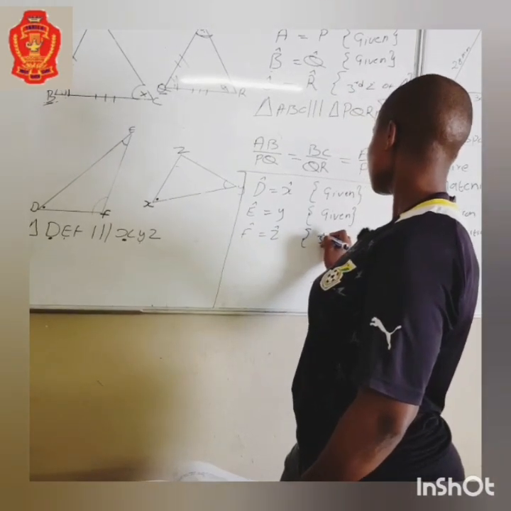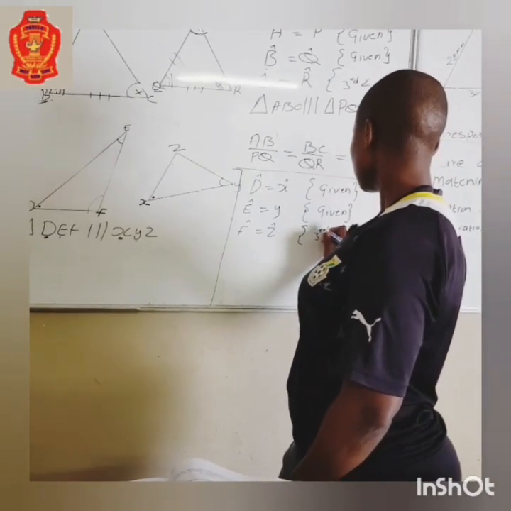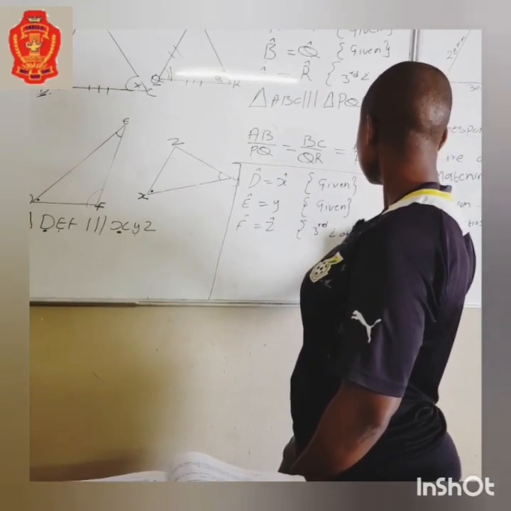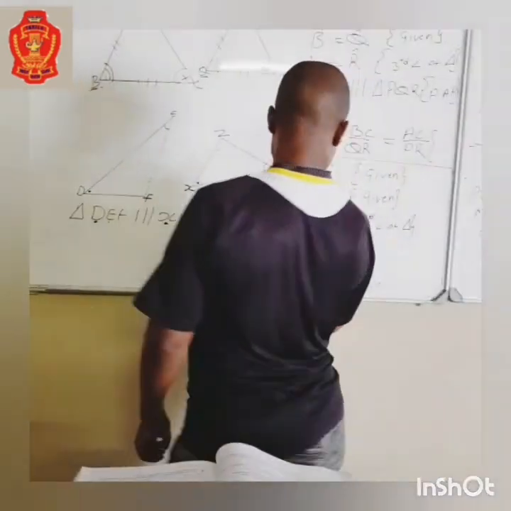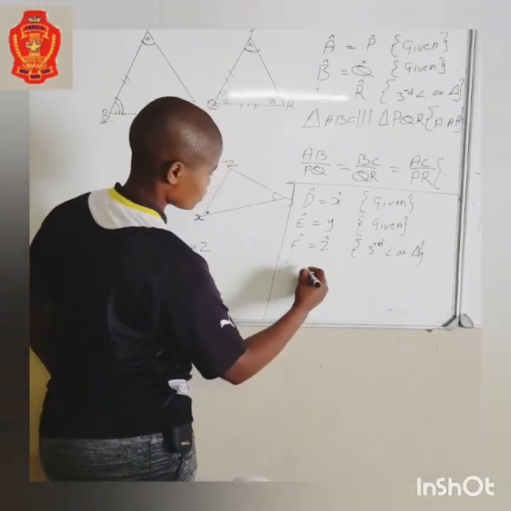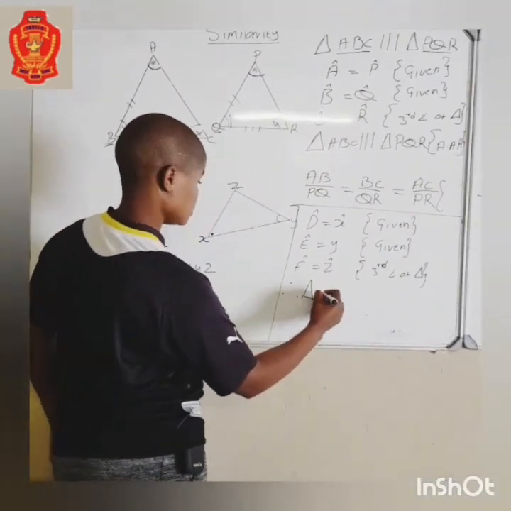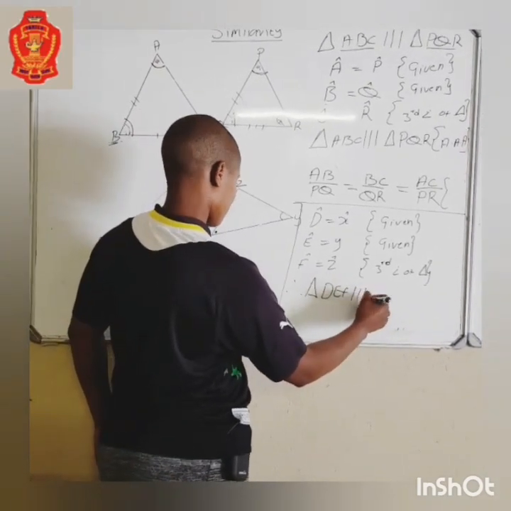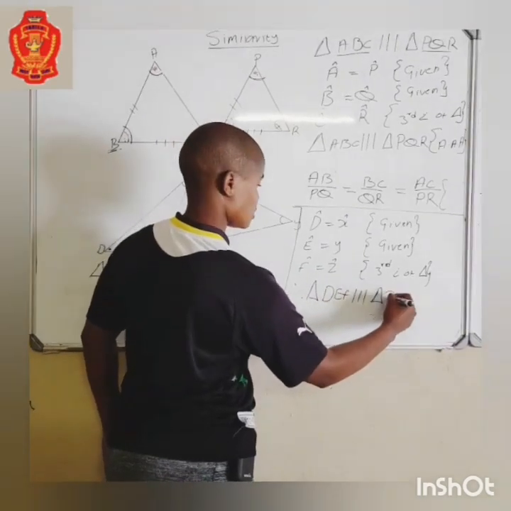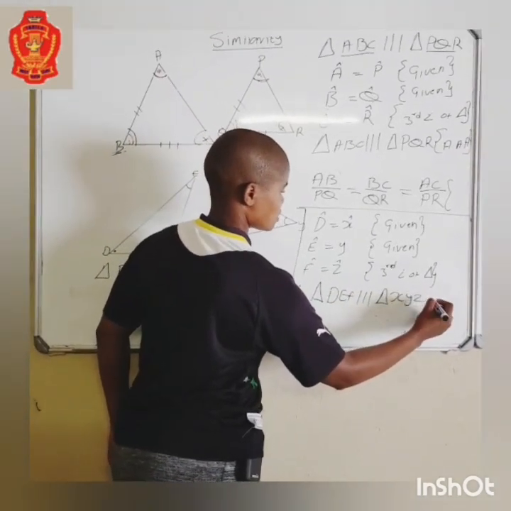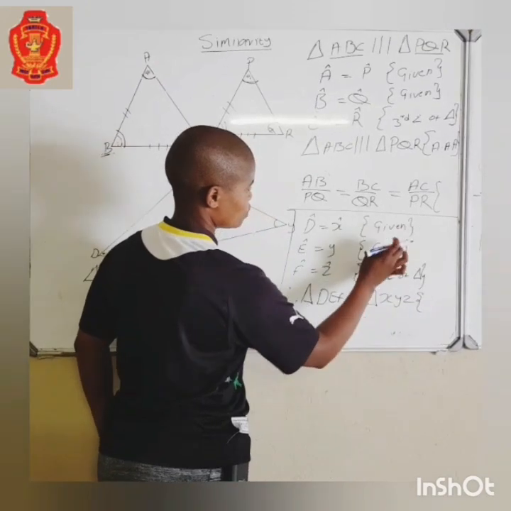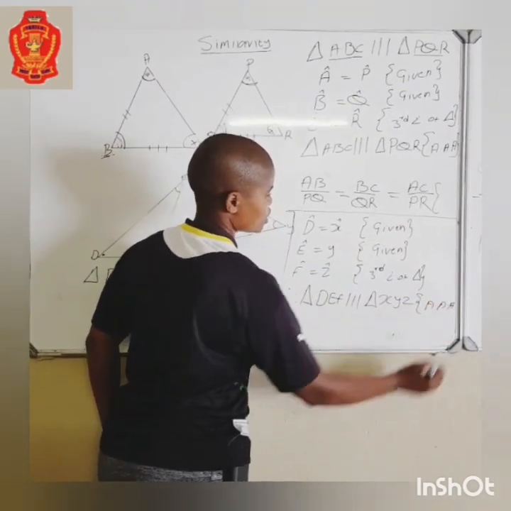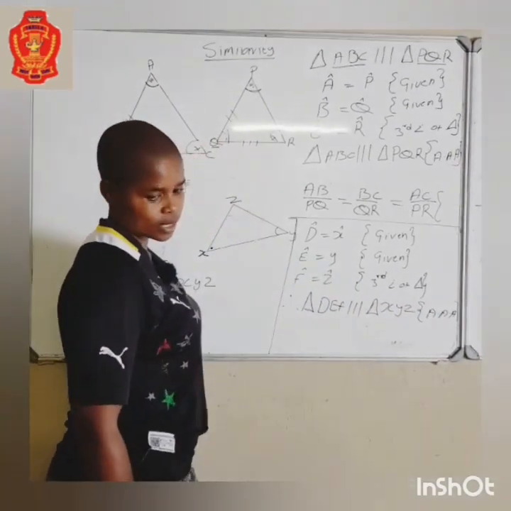Why? It is the third angle of a triangle. Okay, so I'm going to say, therefore, triangle DEF is similar to triangle XYZ. Why? 1, 2, 3. I've got angles. All corresponding angles are equal.